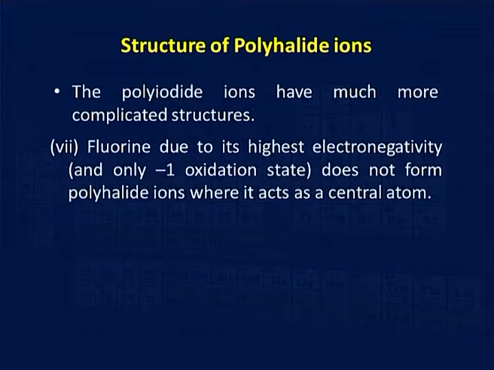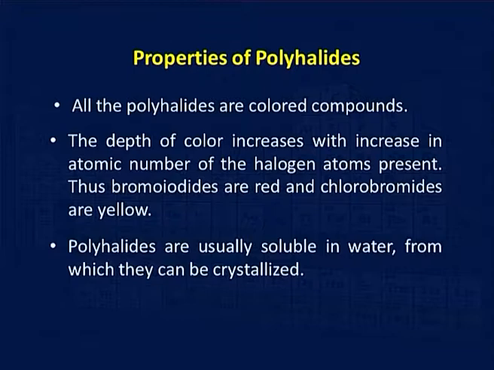The polyhalide ions have much more complicated structures. Fluorine, due to its highest electronegativity and having only the minus 1 oxidation state, does not form polyhalide ions where it acts as a central atom. Let us see some of the major properties of polyhalides. All the polyhalides are colored compounds. The depth of color increases with increase in atomic number of the halogen atom present, meaning the larger the atomic number of the halogen, the deeper the color.